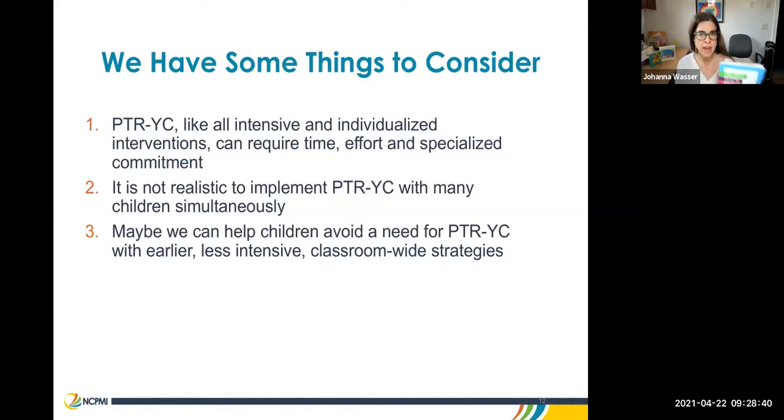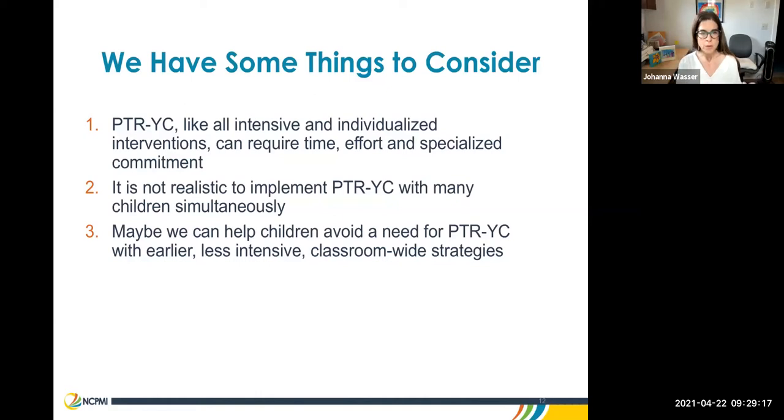So the teacher has to be at every single meeting or the meeting can't happen. So a plan is not written without the teacher being part of this, which is really unique and different in some approaches with creating behavior support plans. But what we know is that if the teacher or teaching team is not involved, we might have a lack of buy-in and therefore a lack of implementation. It's not realistic to implement multiple PTR-YC cases at one time in one classroom.